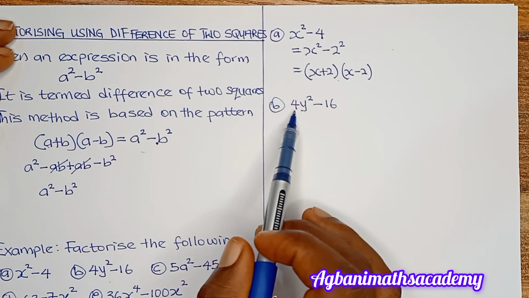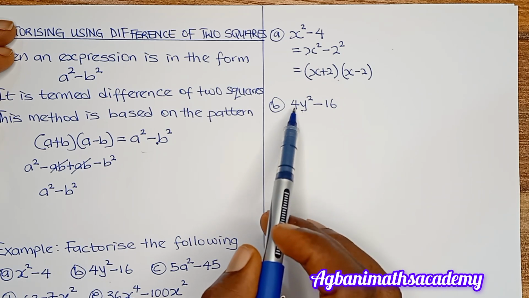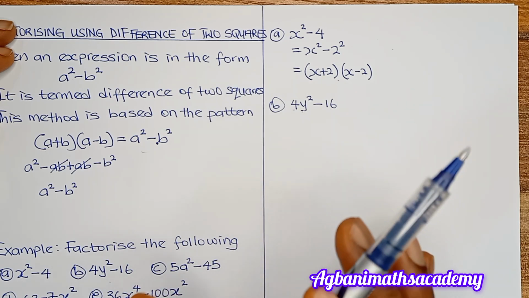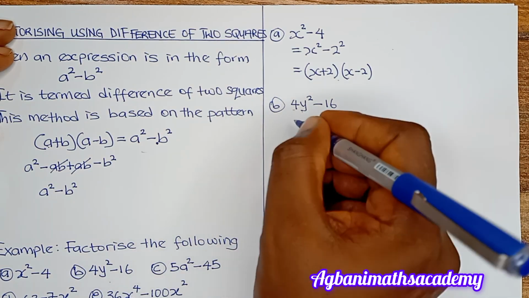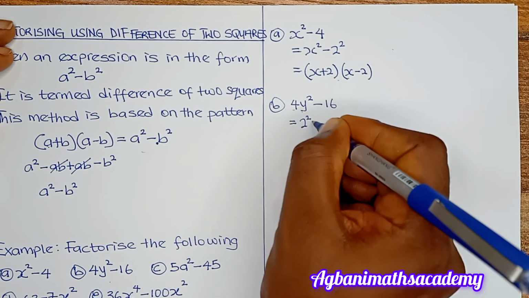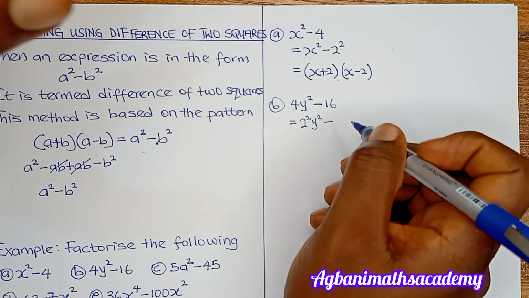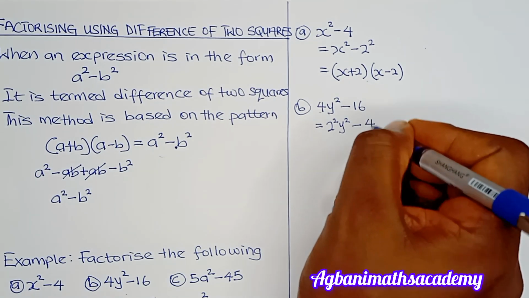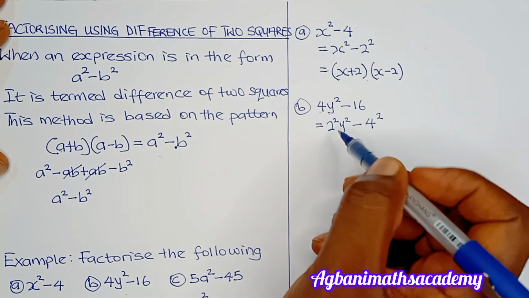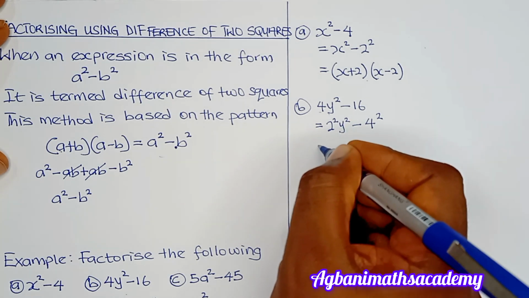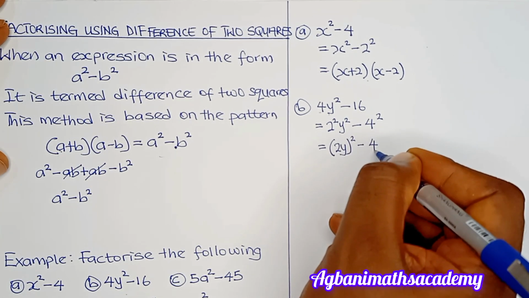Next, 4y squared. We have y squared, but this square is attached to only y. But here is not a square, so we are not yet satisfied. But we can convert 4 to a square, which is 2 squared. So instead of having 4 here, we're going to have 2 squared y squared. Minus, instead of having 16, we can convert 16 to a square. 16 is the same thing as 4 squared, okay? So since 2 squared and y squared both have squares, we can simply write them as (2y) squared minus 4 squared.